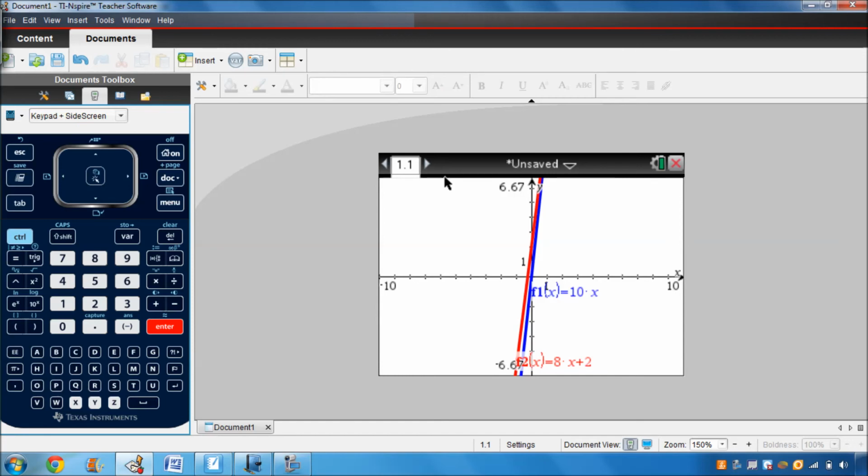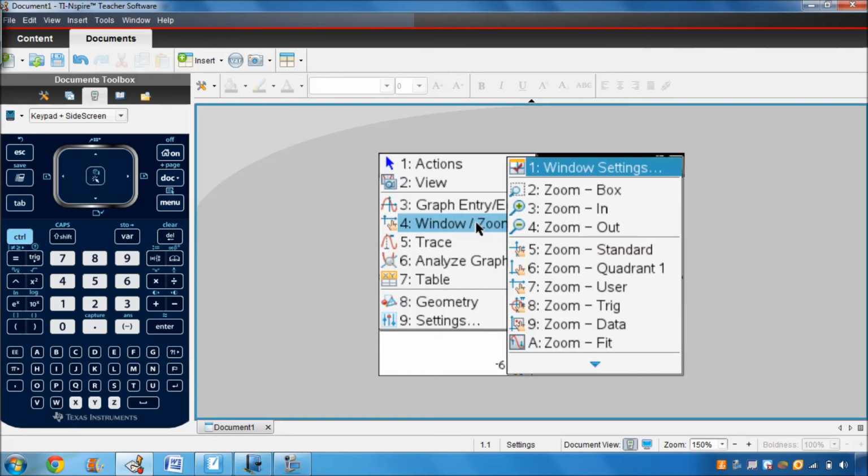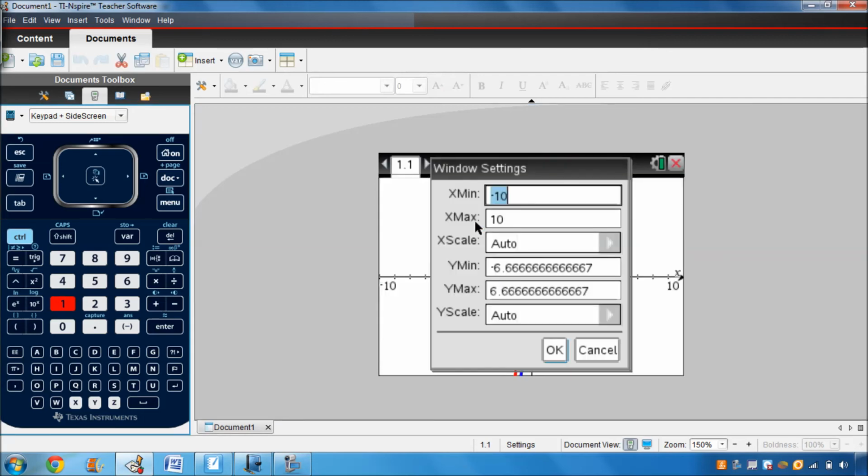So what I'm going to do is change my window. If you go to Menu, and then Window Zoom, which is choice 4, and then Window Settings, I'm going to change my X-min and my X-max. Now, X stands for time, remember? So it doesn't make sense to have negative time. It also doesn't make sense to have large numbers for time because we're talking about cyclists at a track, right? So we're not going to have that many hours that they're going to be at the track.